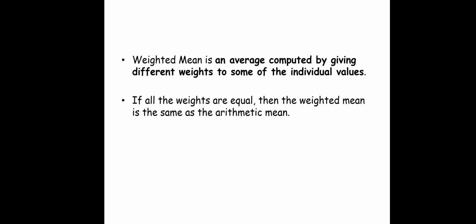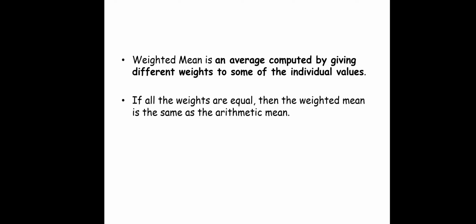Weighted mean is an average computed by giving different weights to some of the individual values. So there may be a group of values, but few values are given more weightage as compared to other values. Like for example, in your family, you might have siblings, a father and mother, but whose talk is given more weightage? Father, isn't it? If he says something, that has to be done, because more weightage will be given to father.